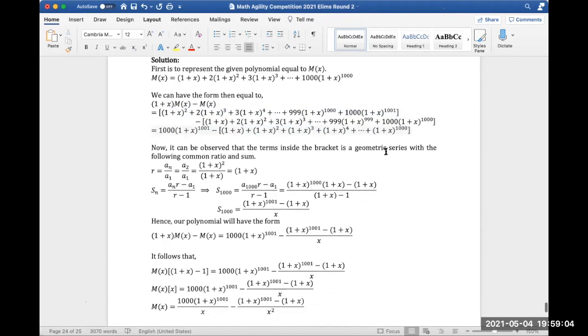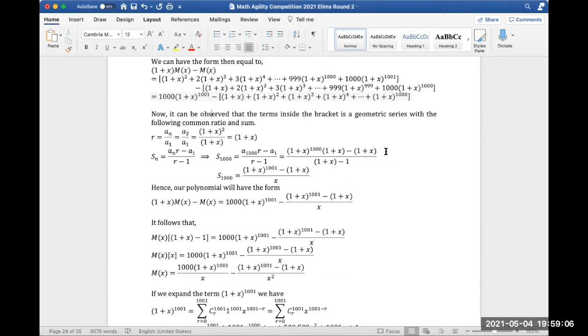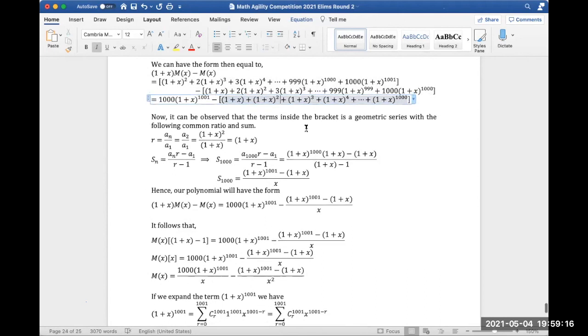Now it can be observed that the terms inside the bracket form a geometric series. If you look at this, this would be the first term, second term, and we can take the ratio of a sub 2 over a sub 1, which is (1 plus x) squared over (1 plus x). So that's 1 plus x. If you take the third term over the second, we would also be getting this, right?